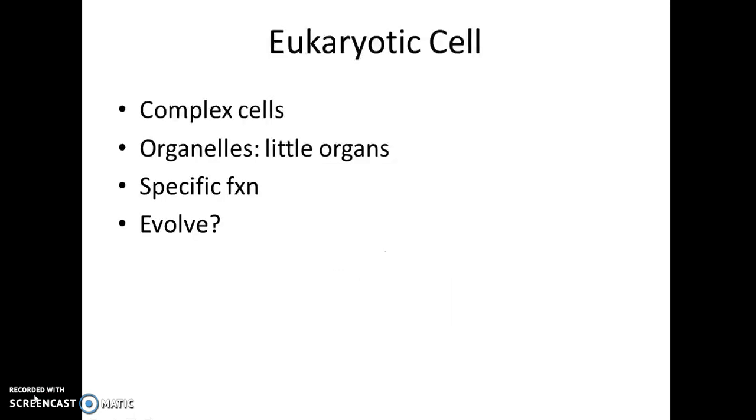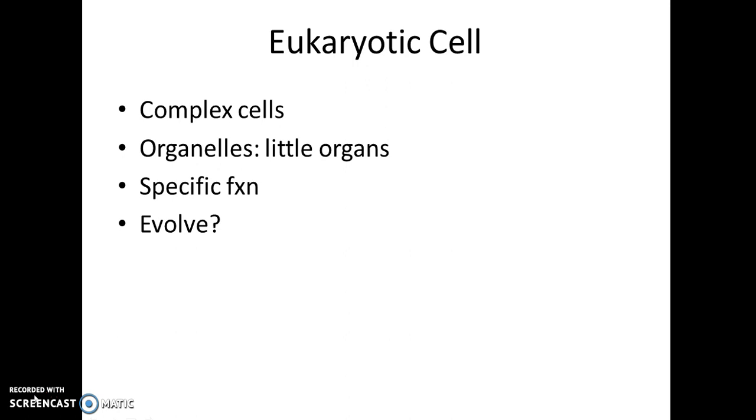It's a good source. So eukaryotic cells, eu means true, karyo means nucleus. So these are cells that have a true nucleus. They are complex cells. They have organelles, which are little organs, and those little organs have specific functions.